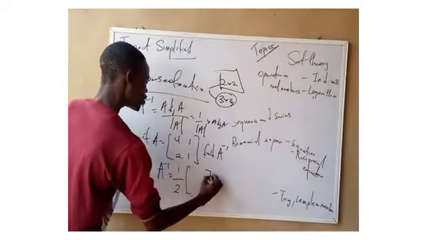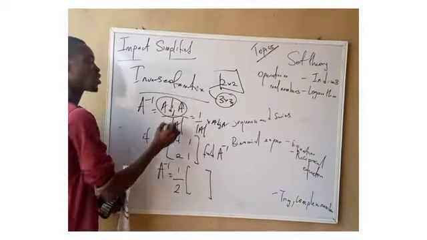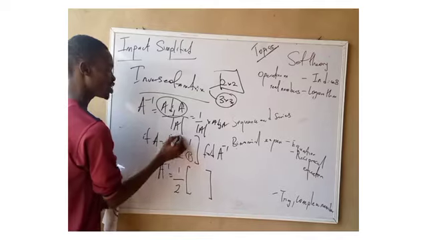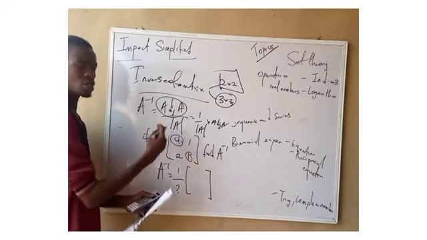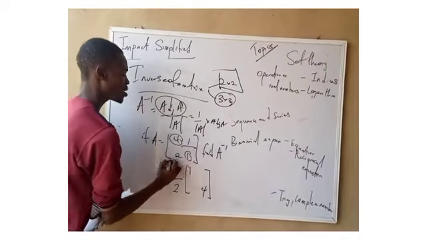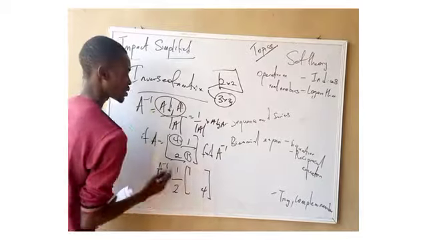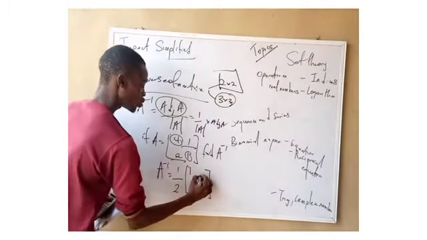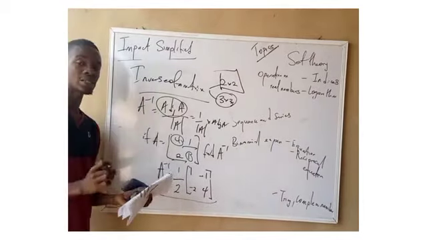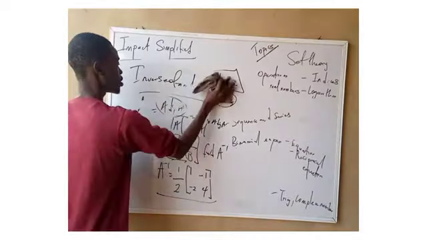Now, see, for you to now get your adjoint of A, this is what we are going to do. You are going to interchange the major diagonal. That means you interchange them, and that will give us 1 and 4. And now, see, the minor diagonal, leave them like that, but apply a negative sign to them. So that will give us minus 1 and minus 2. And this is the final answer for what? For the inverse of A.